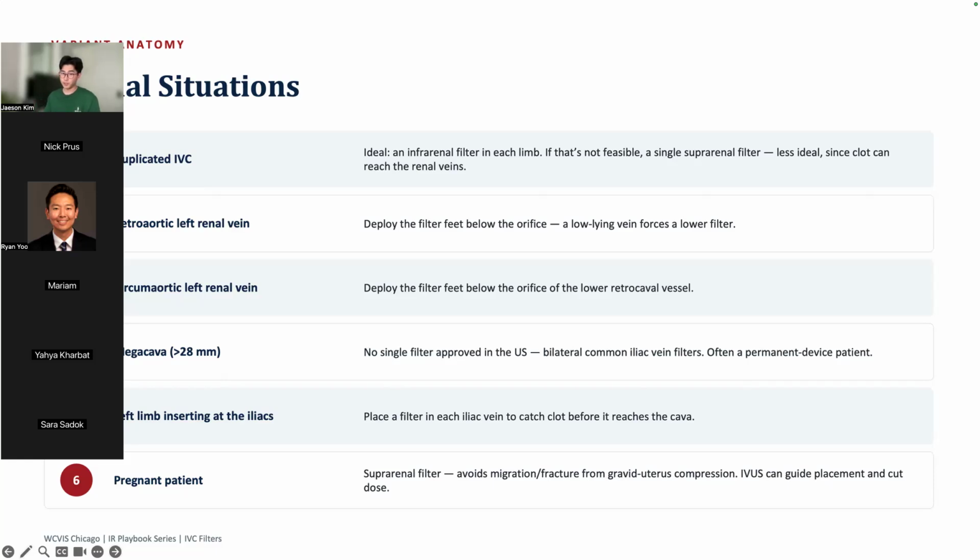As for the pregnant patient, you place the filter higher up above the renal veins, and that's because the growing uterus can actually press on the vena cava and could push the filter out of place. The reassuring thing is that most of these filters go in the standard spot that we talked about, and these are just some of the exceptions.